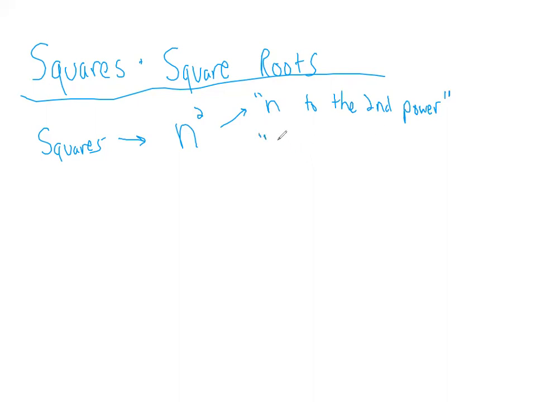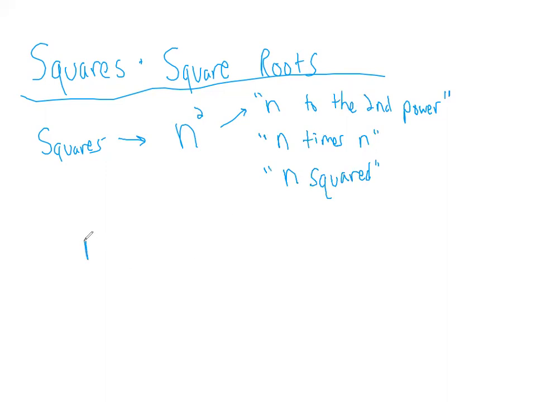Good. This is also n times n. That's what it means, right? And then a shortcut, when we say it, a lot of times we'll say n squared, right? N squared. So anything to the second power just means that number multiplied by itself, right? That's what a square is.